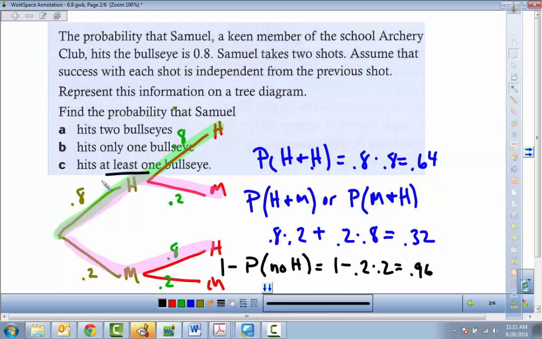But anytime you see at least 1, again, I've said this before, it's always going to be easier to do 1 minus the probability of none than it is to add together all the different possibilities that you could have.